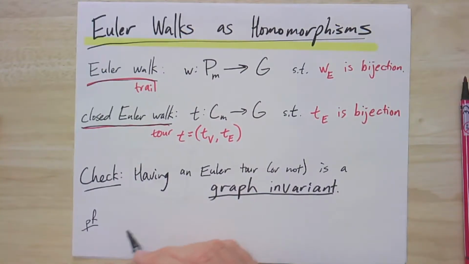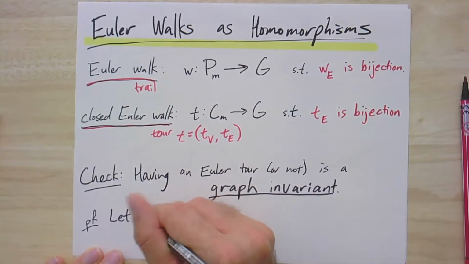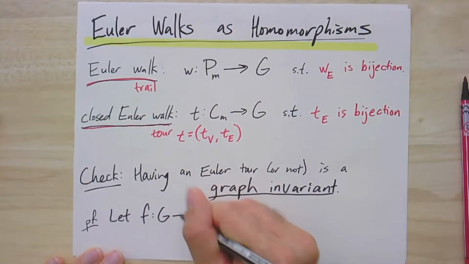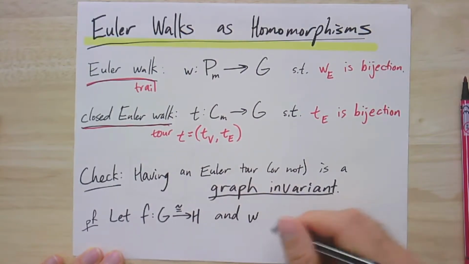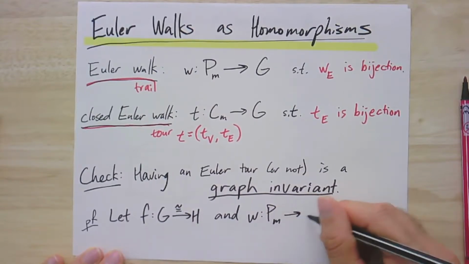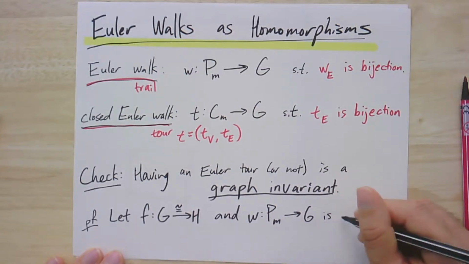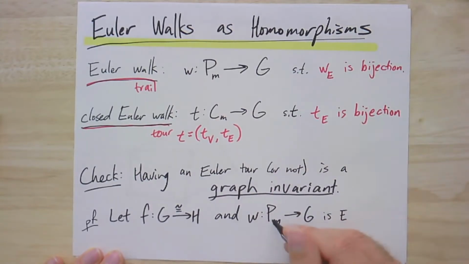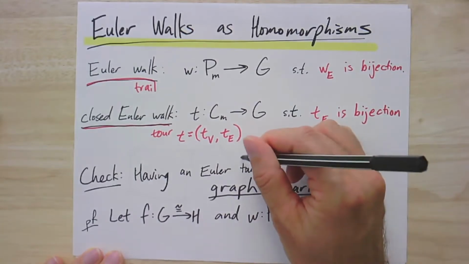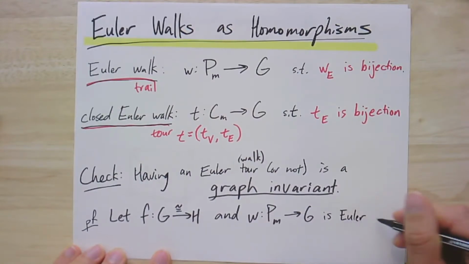This actually follows really directly from the definition. So if we have two graphs that are isomorphic, let F be an isomorphism between G and H, and let's say W, mapping our path of length M, where M is the number of edges, into G, where this is an Euler Tor, or I guess this is an Euler walk. I put Tor here. I could make this a cycle if you like, either one. This is an Euler Tor walk.